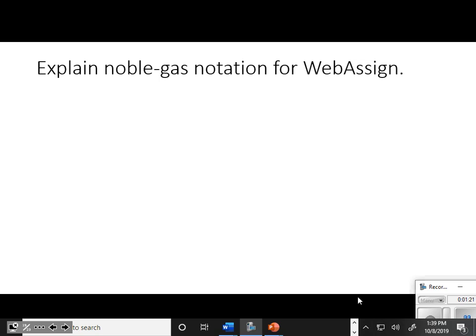If you happen to use the noble gas and WebAssign wants the full configuration, it's going to mark you wrong. Okay, so if you think, well, I'll just take the shortcut, WebAssign will mark you wrong. So just to let you know that.